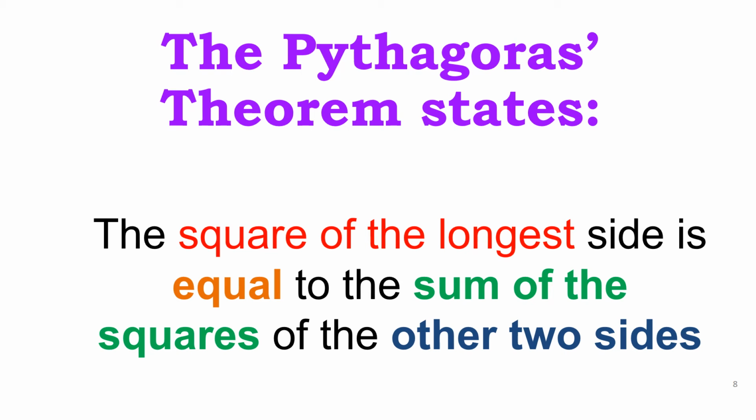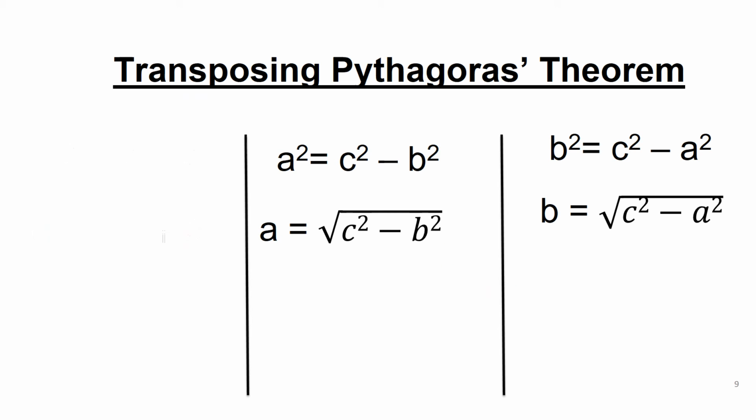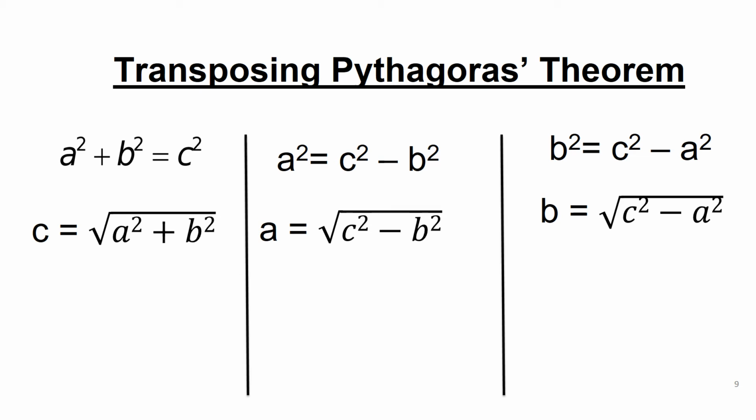So essentially then, Pythagoras' theorem states that the square of the longest side of the right triangle is equal to the sum of the squares of the other 2 sides. The theorem can be transposed to find the formula for each side of the right triangle.